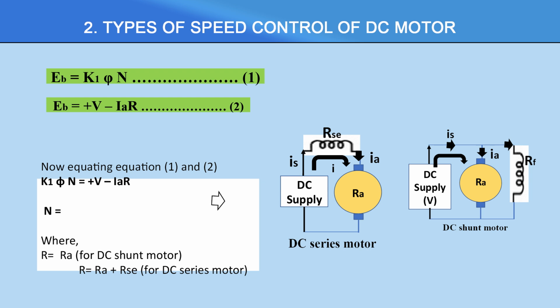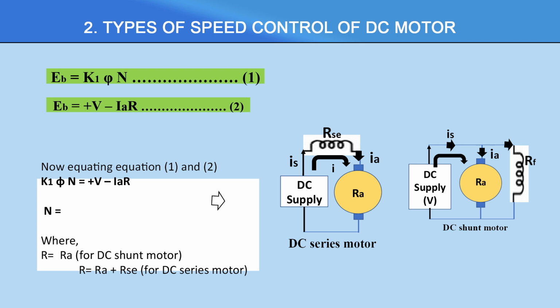What about the R value? R value is basically, if we see the DC series motor, in this case RA and R series are in series, which means the same current is flowing through the series winding resistance and the armature winding resistance. So, these two resistances RA and R series will be considered as a series connection. So, the total resistance will become equal to RA plus R series. Hence, it is mentioned here that for the DC series motor, R is equal to RA plus R series.